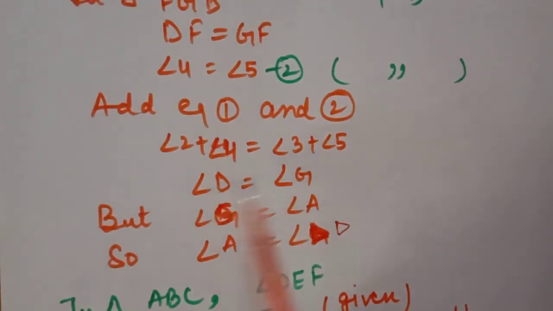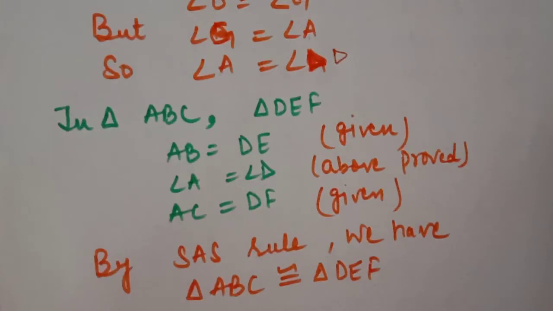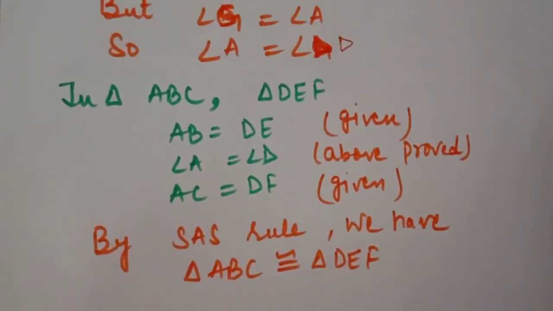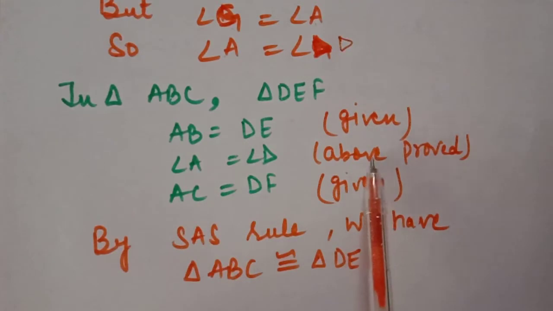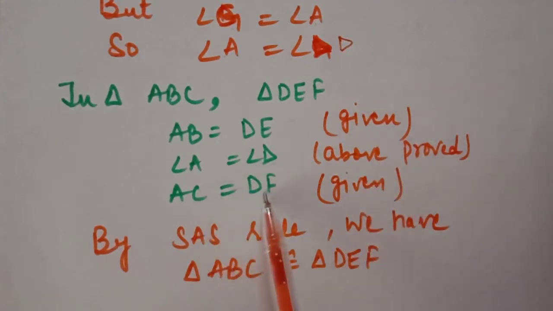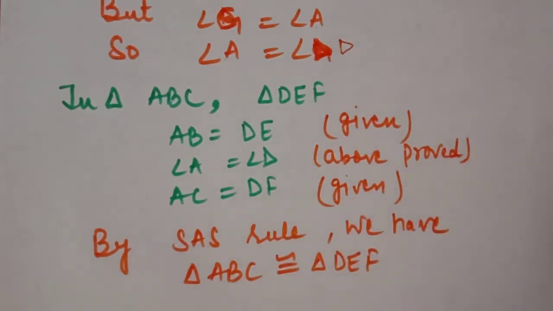D and G are equal to each other. G and A are equal to each other by CPCT, we proved above. From these two relations, A and D are also equal to each other. Now in our given two triangles, triangle ABC and DEF, AB is equal to DE, given. Angle A and angle D are equal to each other, proved above. AC and DF, given. So by SAS rule, both the triangles are congruent to each other.